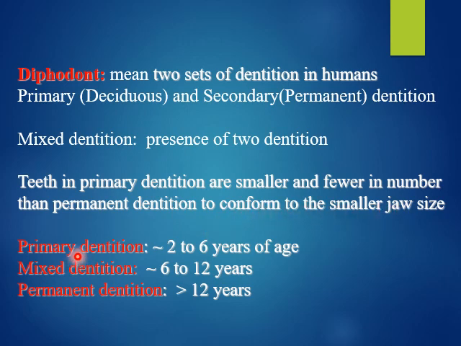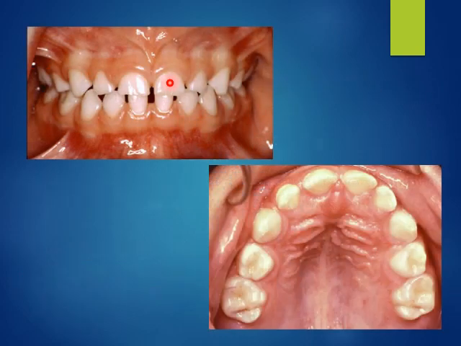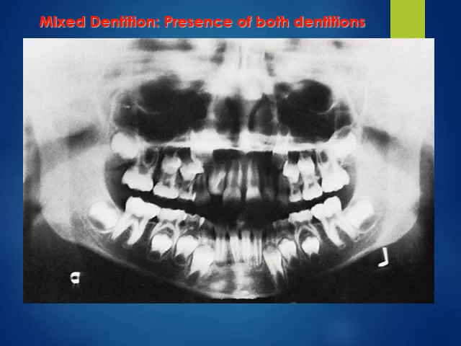Primary dentition begins from 2 to 6 years of age, while mixed dentition is from 6 to 12 years, and permanent dentition is above 12 years. This picture shows the deciduous dentition or primary dentition. This is the upper jaw, with only 10 teeth in each jaw. This picture shows a photograph, an OPG, showing mixed dentition, the presence of permanent and deciduous dentition at the same time.